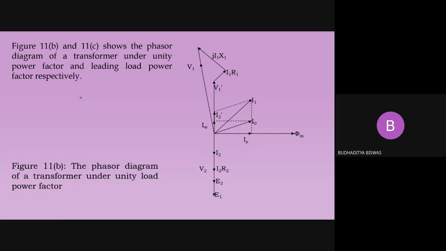Now, what is called a unity power factor? Unity power factor means if we connect a pure resistance as the transformer load in the secondary circuit, then the voltage drop across the load and the current to the load should fall in the same axis because we connected pure resistance as a load. So this diagram is called the phasor diagram of the transformer under unity power factor load. So this is the figure.